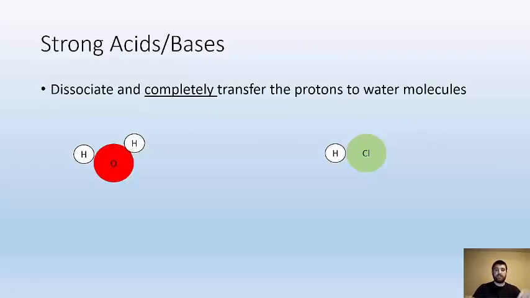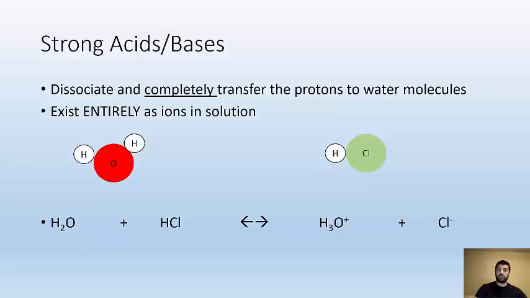Basically, what that means is they're going to dissociate and completely transfer the protons to water molecules. So they exist entirely as ions in solution. So if I had something like this where I have HCl as my acid over here, it's going to completely dissociate and give that proton to the water molecule. All of them are going to do that.